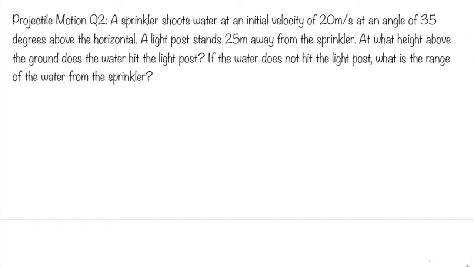So just to recap everything, this was a rather long question, and before we were able to start determining whether the sprinkler was able to hit the 25-meter light post, we had to first solve for the total time of the projectile, which ended up being about 2.3 seconds. Once we've got that 2.3 seconds and looking at our horizontal component of the initial velocity, which was roughly 16.4 meters per second, we were able to determine that that would definitely go above the 25 meters distance of the light post.